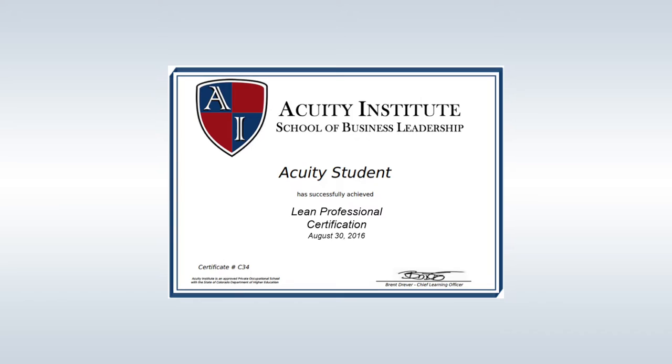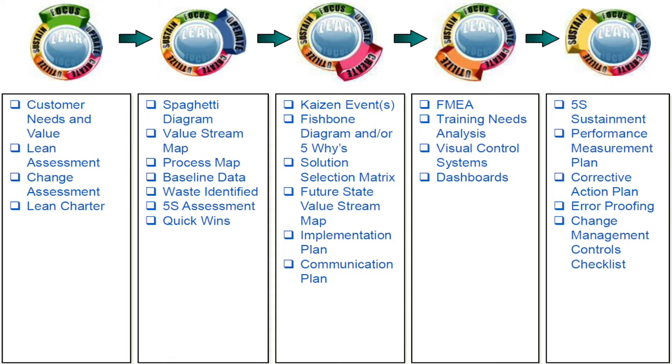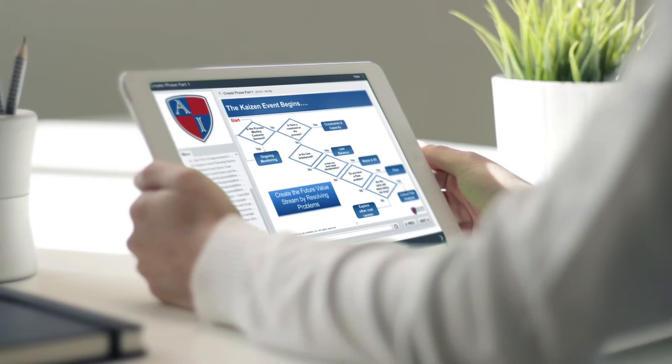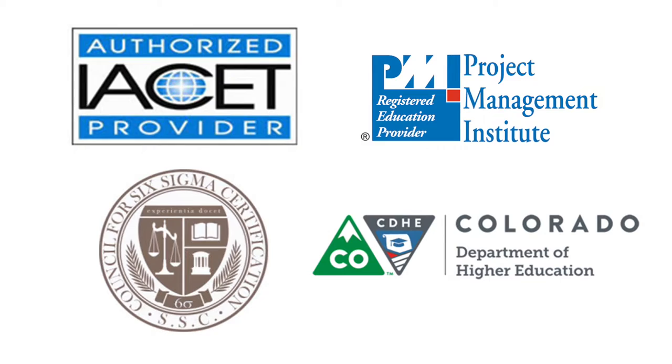How does the Lean Professional course differ from our Lean Foundations course? The Lean Professional program is a much more robust course that goes beyond the basic foundations of Lean to equip leaders with a greater set of tools and techniques to not only work within, but also initiate and manage simple and complex Lean projects. Acuity Institute is a fully accredited and globally recognized leader in Lean training and certification.